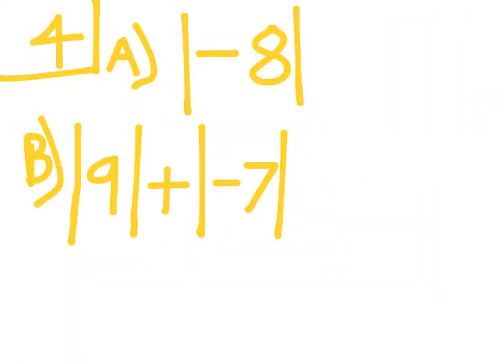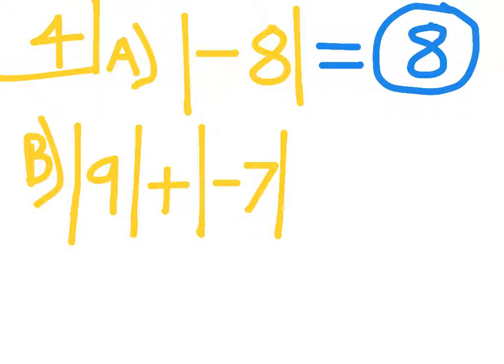Now in this problem, example 4, this is just wanting you to evaluate, and the word evaluate means find the value. Evaluate each expression. So the first one we have here is the absolute value of negative 8. In other words, how far is this number away from 0? Negative 8 from 0 is a distance of 8. So the absolute value of negative 8 is 8.